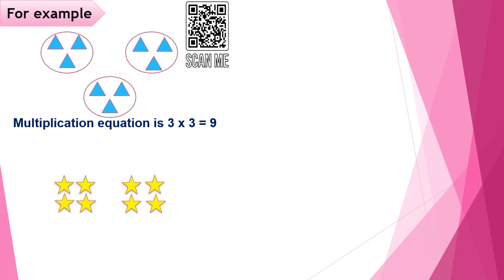Another group here, I have 2 groups. In each group, I have 4 stars. So I can say 2 groups of 4. To write them in multiplication, I can say 2 times 4 equals 8. Okay, I get this 8 from skip counting by 2 4 times: 2, 4, 6, 8. Or I can say skip counting by 4 2 times: 4, 8.